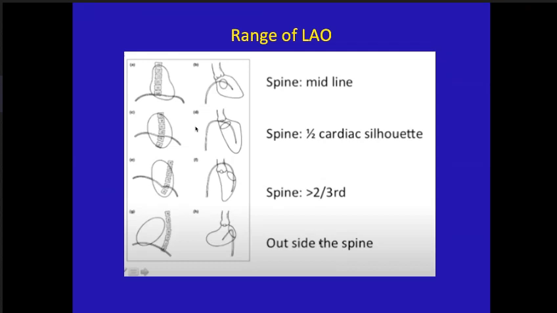Okay, the degree of LAO you can judge by the degree of overlapping of the heart on the spine. For example, in frontal view, the heart overlaps, but it has that characteristic ovoid shape. This is the frontal view. As you go into LAO view, the heart becomes oval in shape. In mild LAO, it overlaps 50% here and 50% here. Okay. When you go to steep LAO, only a little bit is behind the spine. Only one third is behind the spine. Most of the heart is in front of the spine. And when you go to lateral, the entire heart is in front of the spine.